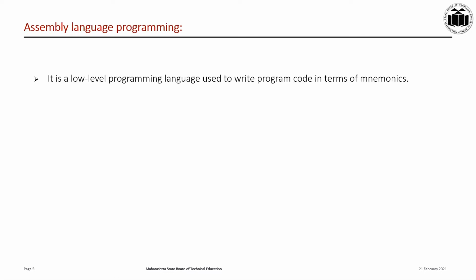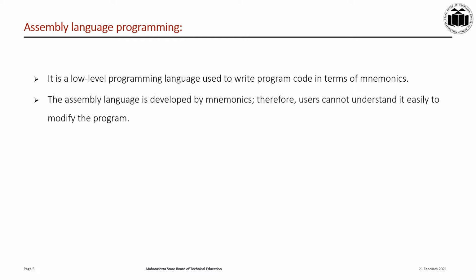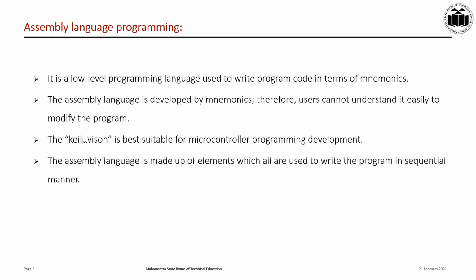Assembly language programming. The assembly language is a low-level programming language used to write program code in terms of mnemonics. The assembly language is developed by mnemonics, therefore users cannot understand it easily to modify the program. Assembly programming language is developed by various compilers and the Keil MicroVision is best suitable for microcontroller programming development. The assembly language is made up of elements which all are used to write the program in sequential manner.